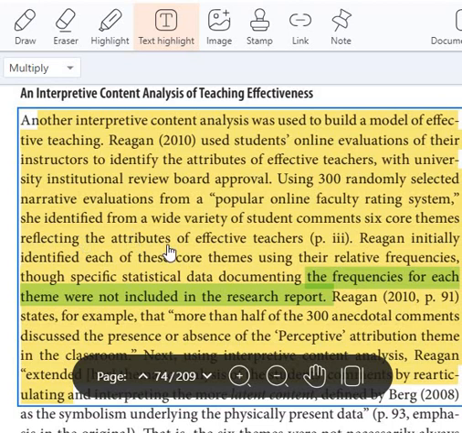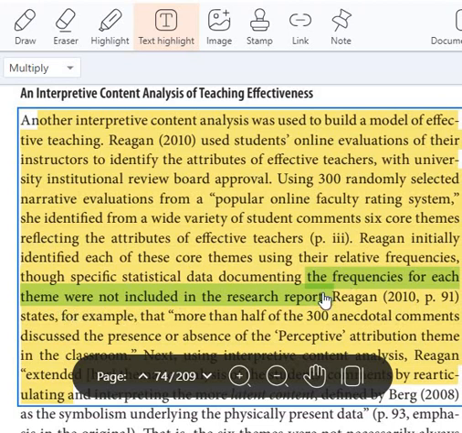Reagan identified from a wide variety of student comments 6 core themes reflecting the attributes of effective teachers. Now, Reagan invented a model called ACCEPT. This word consists of 6 letters. Out of those 6 core themes, we took the first letter of each word, which are the themes she used in her study, and she invented this model called ACCEPT. We will see that later on. Reagan identified each of these core themes using their relative frequencies, though specific statistical data documenting the frequencies for each theme were not included in the research report.